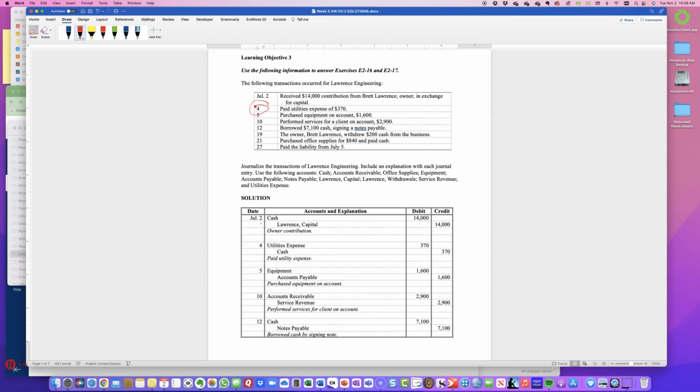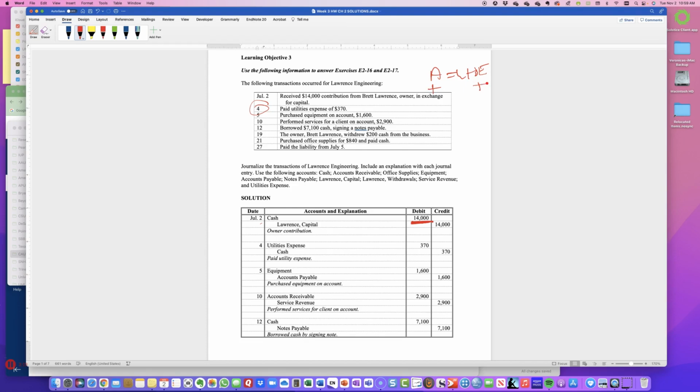On July 2nd we received a $14,000 contribution from Brett Lawrence, the owner, in exchange for capital. Since we received cash, that's a debit of $14,000, and that's an asset account. If we recall, assets equal liabilities plus owner's equity. So this is the asset side, and we're going to have a plus here for owner's equity, which is Lawrence capital of $14,000.